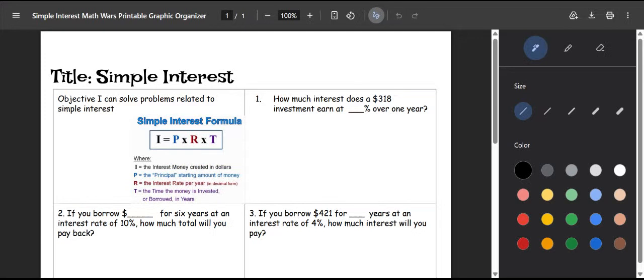Hey mathematicians, today we are going to learn about solving problems with simple interest.